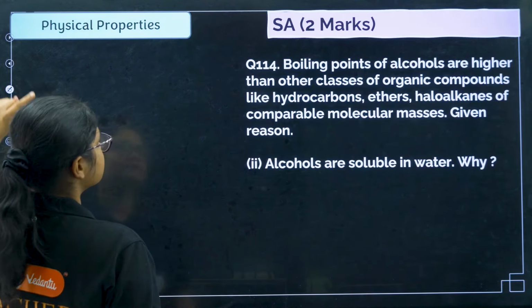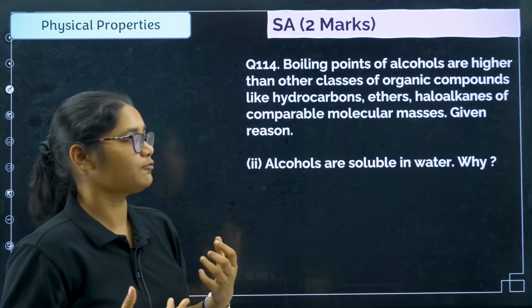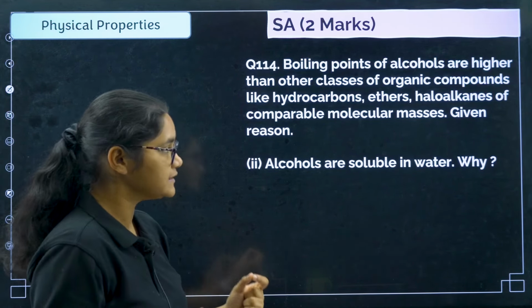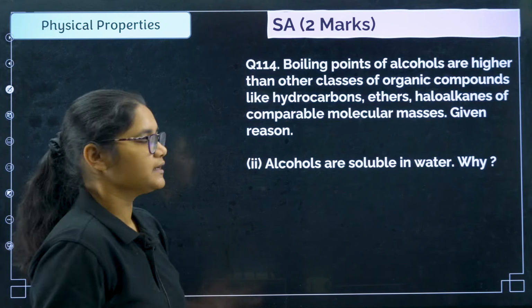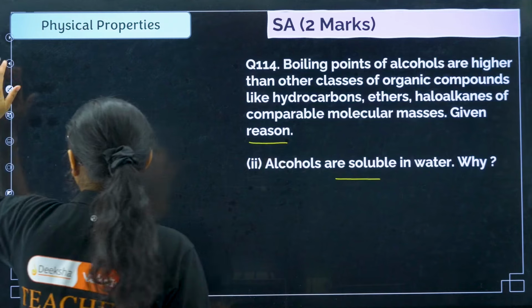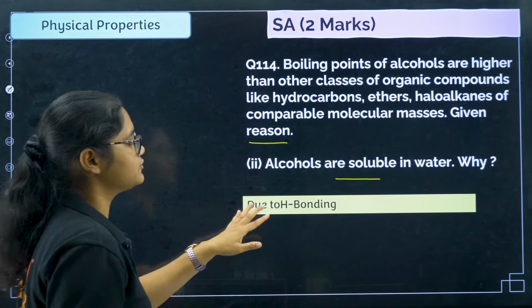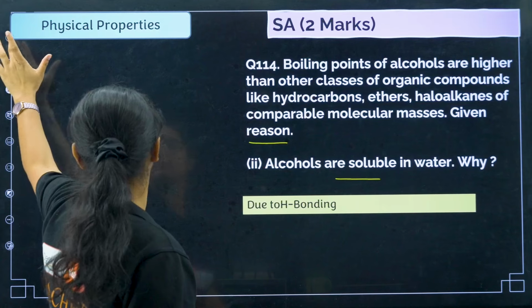Okay. Next, boiling points of alcohols are higher than the other classes of organic compounds like hydrocarbons, ethers, haloalkanes of comparable molecular mass. Give reason. So this is because of hydrogen bonding. Alcohols are also more soluble in water, that is also because of hydrogen bonding. This can also be asked in a 2-marker question.